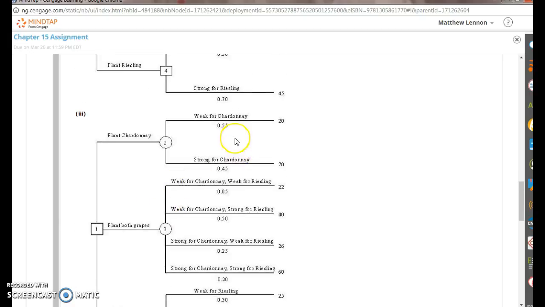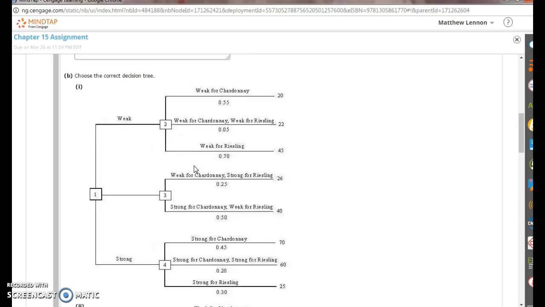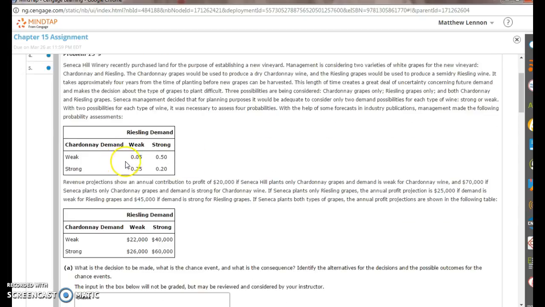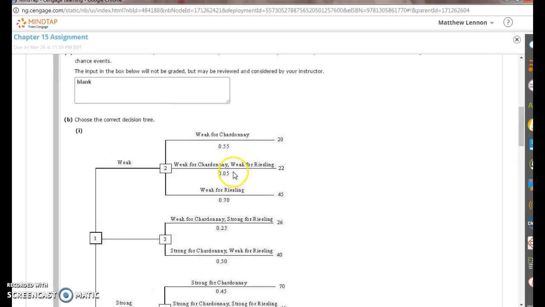So it's between 2 and 3. We just need to decide which probabilities match the information that we're given. If we look here, for instance, Riesling has a weak market of 0.05 when Chardonnay is also weak, and when strong, 0.25. So maybe we can use that. When they're both weak, it's 0.05 for Riesling, and let's see how these match up.